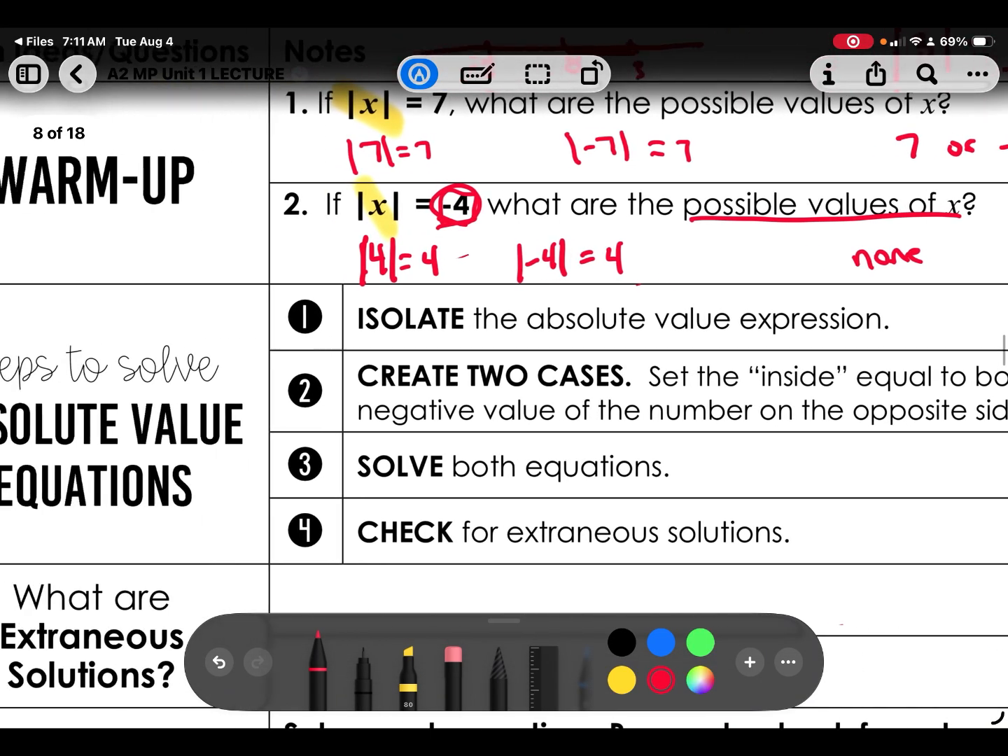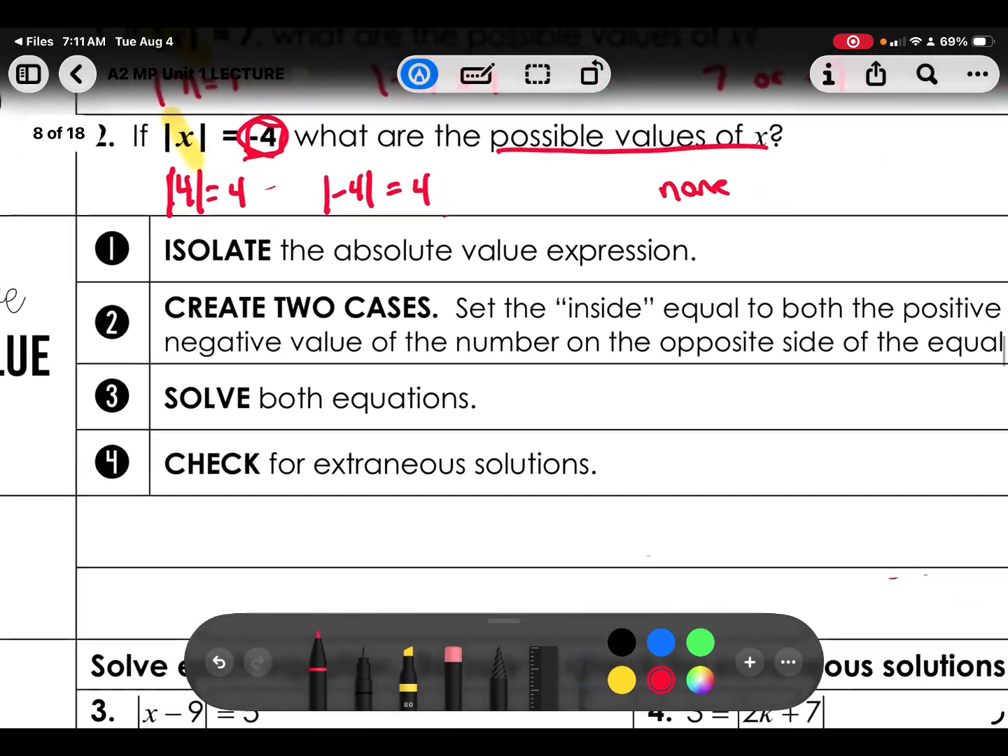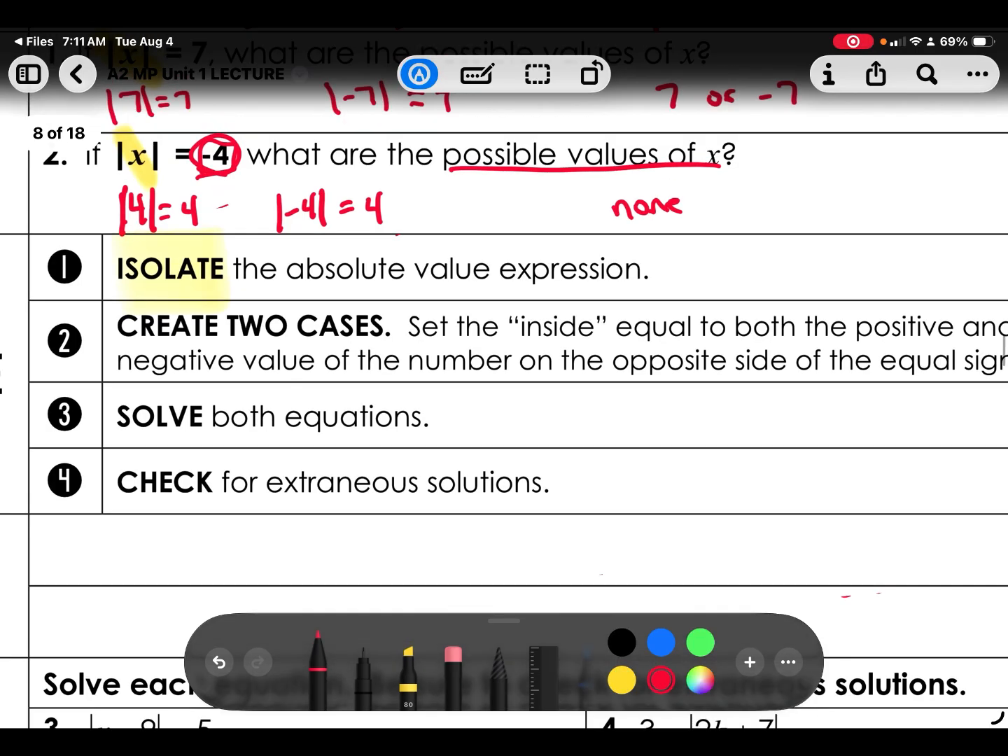So let's now move on to how to solve these absolute value equations. We have 4 simple steps listed right here. Step number 1 is to isolate the absolute value expression. So what that means is that we're going to get the absolute value on one side, so we'll have something in the absolute value, and then on the other side we can have all of our numbers and stuff. But we have to have that absolute value all by itself first.